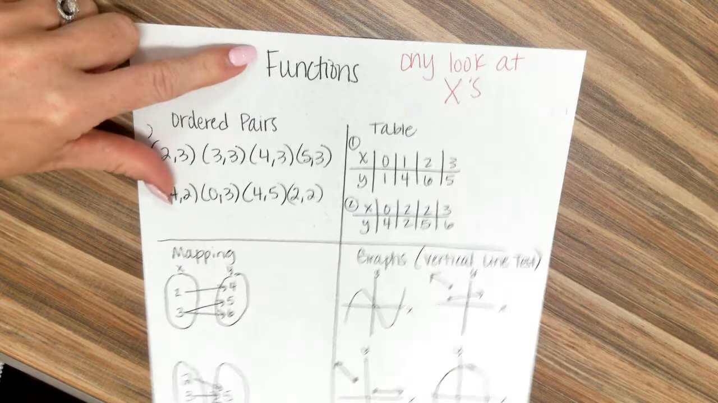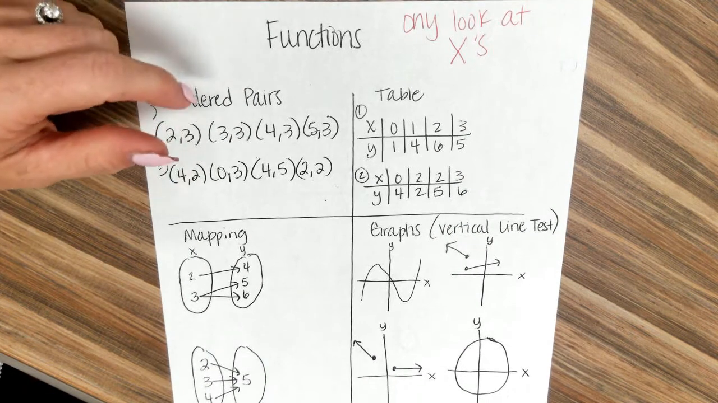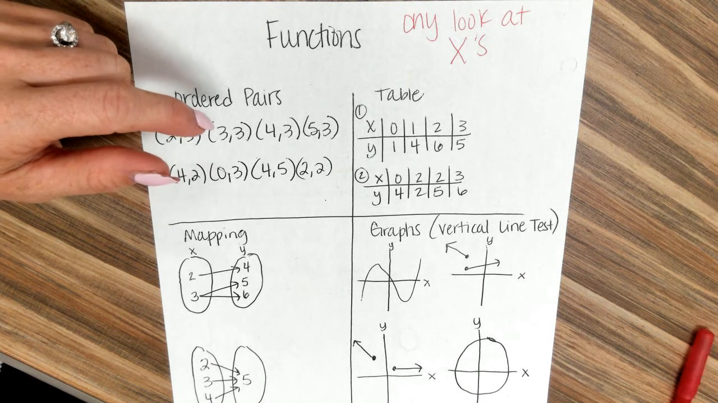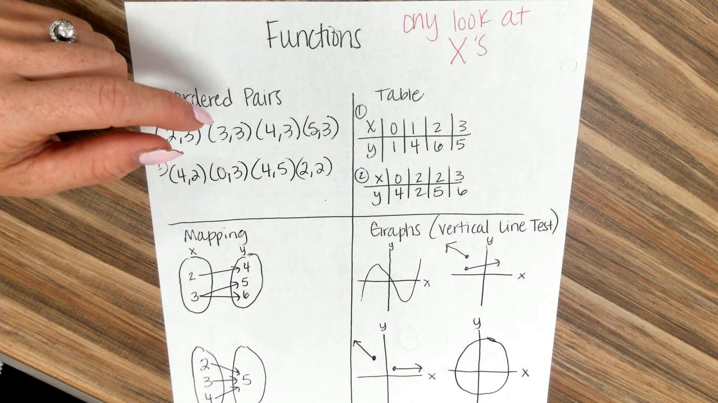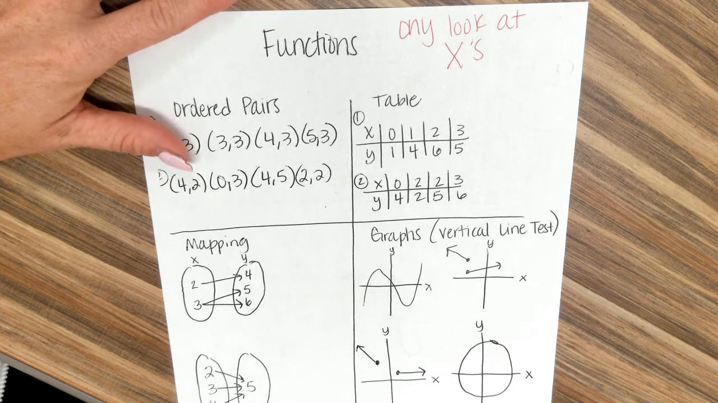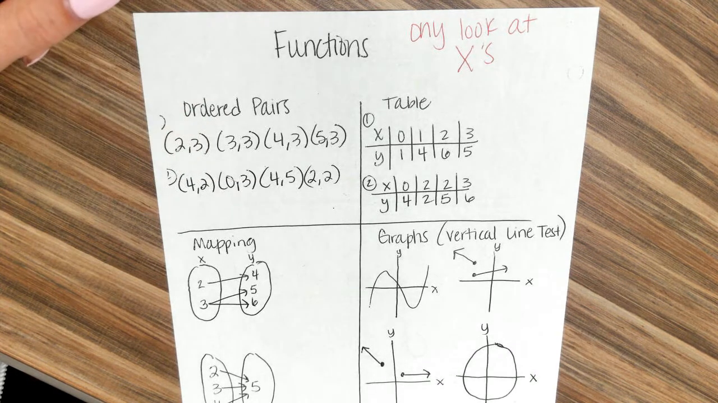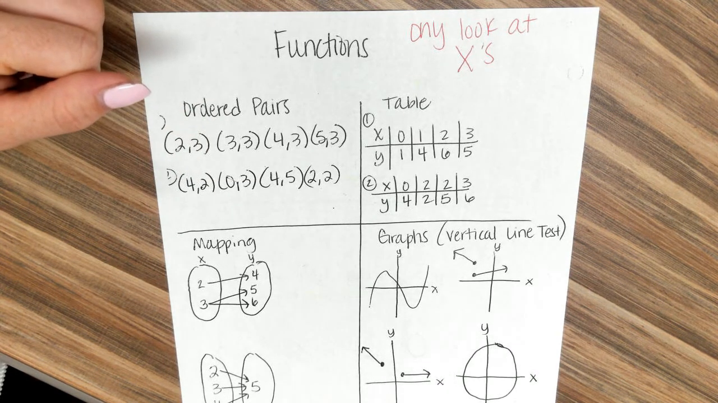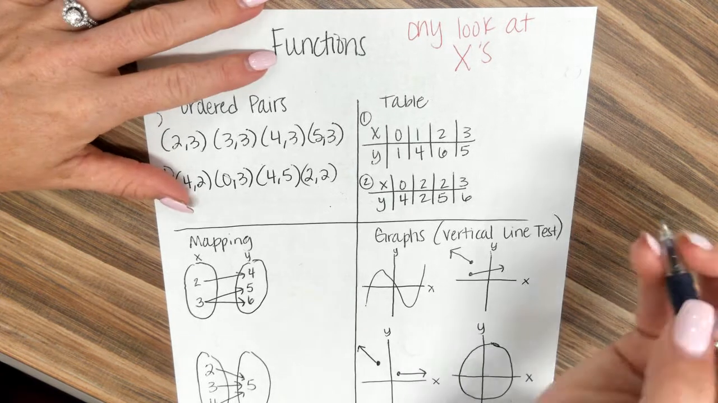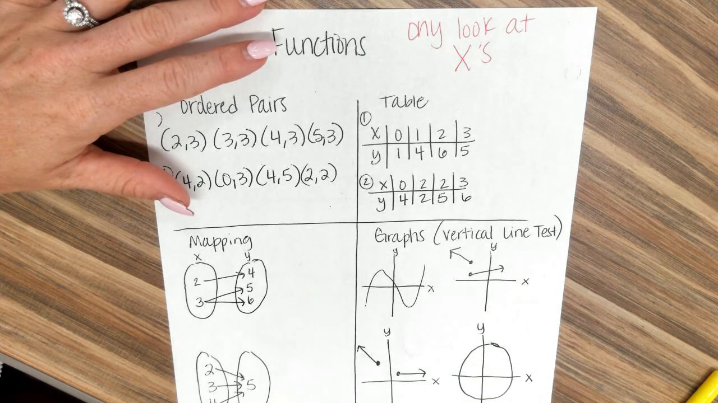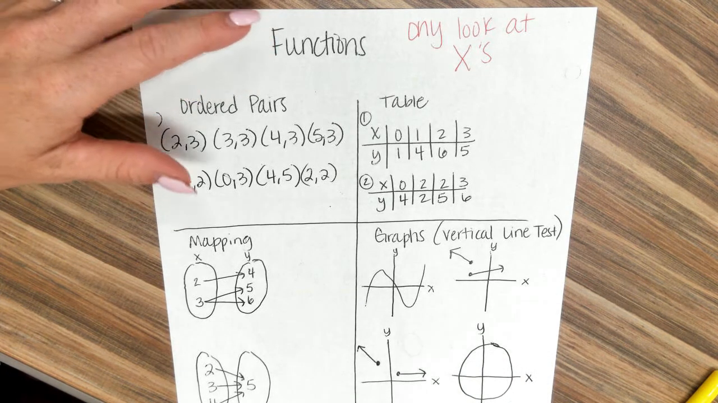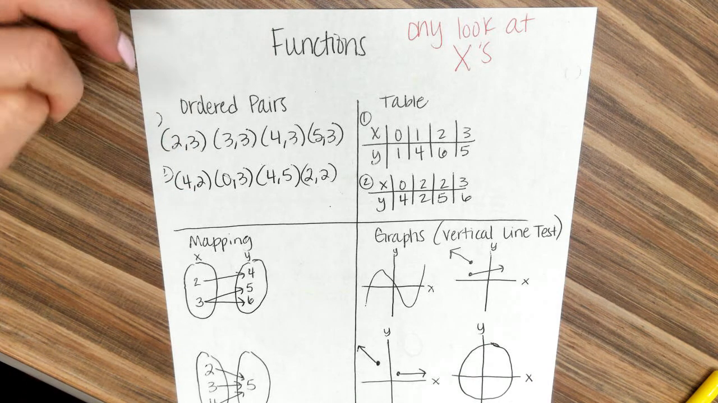You only look at the X's. Write that down. These are questions on the STAR test that don't involve any math that everybody should get right. In order to be a function, the X's have to all be different. There's not one X that can repeat itself.